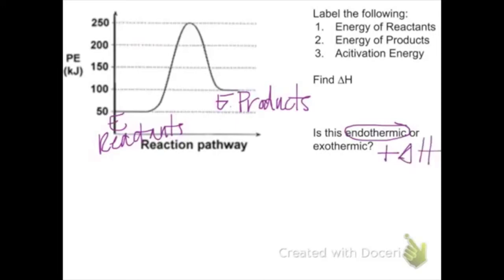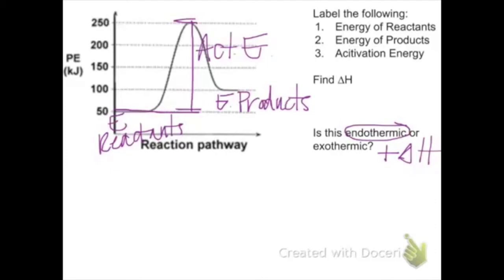Okay. So we have one last thing, and that is our activation energy. So remember, activation energy is where we start to the very highest point. So this whole entire thing right here is our activation energy. And so now we want to find our delta H and see if we were right on our prediction about endothermic versus exothermic.